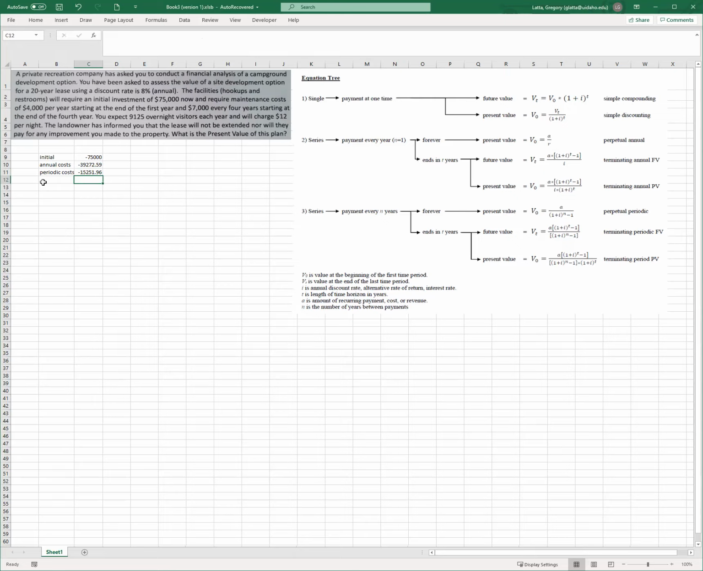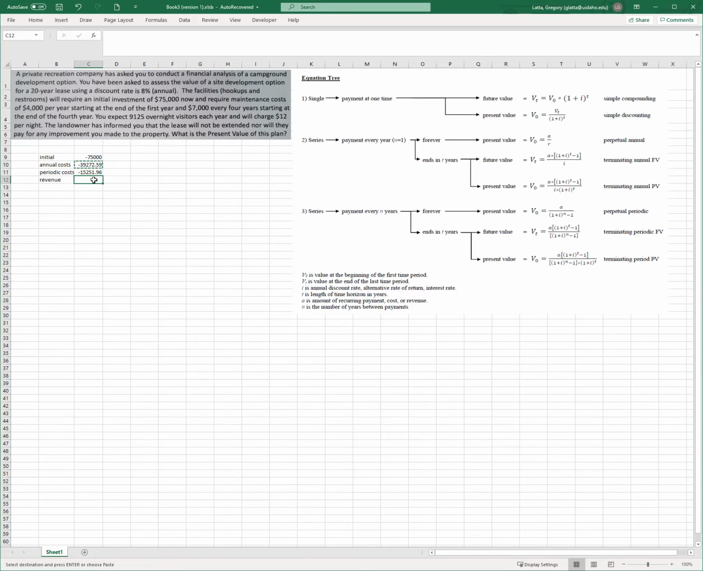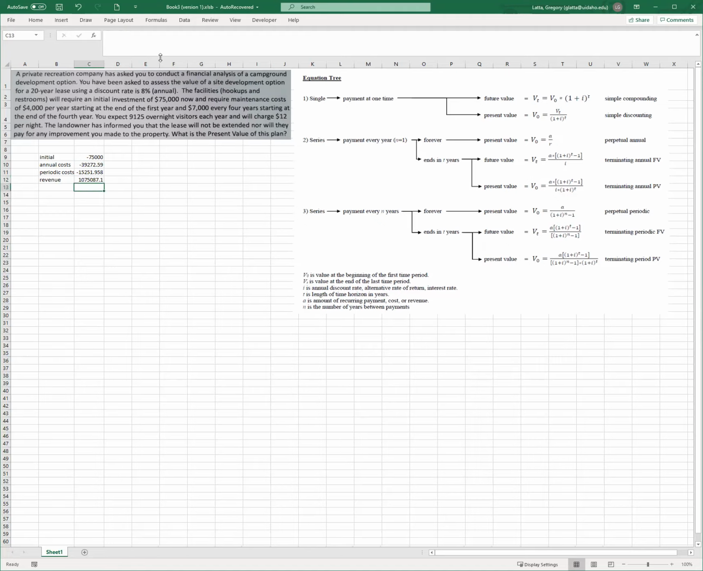So if I'm smart here and I want to do my revenue, this is where Excel comes in handy. I can just copy this that I have there and then paste it down below. Now, instead of having these negative 4,000, I can do an open bracket, my 9,125 visitors times $12 per visit. Close it, and I get 1,075,087, which is just what I wanted.